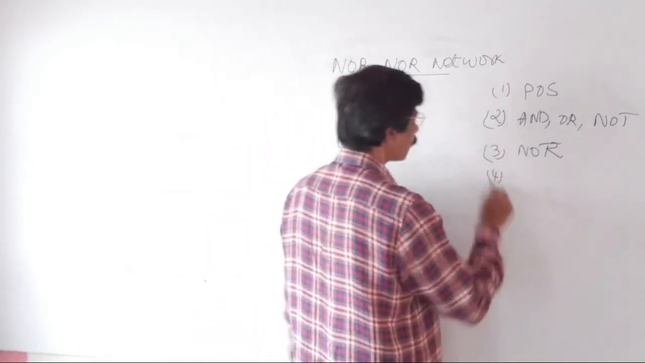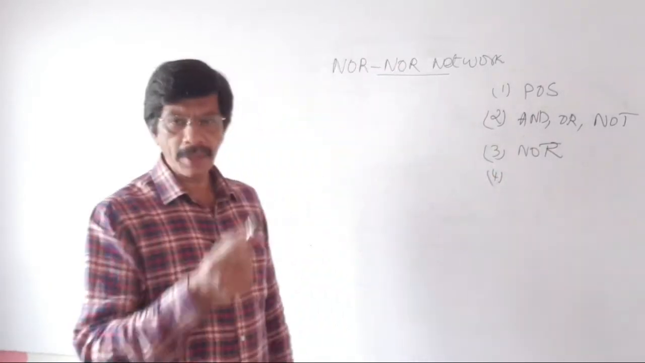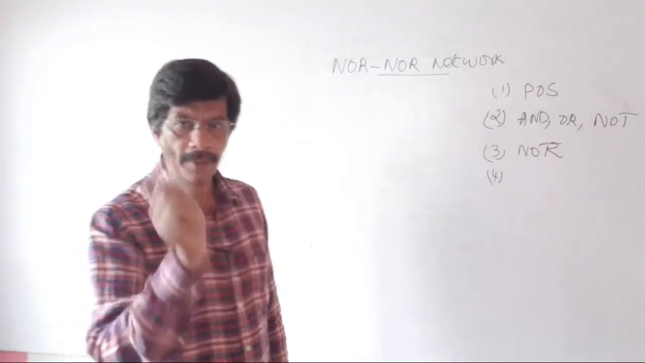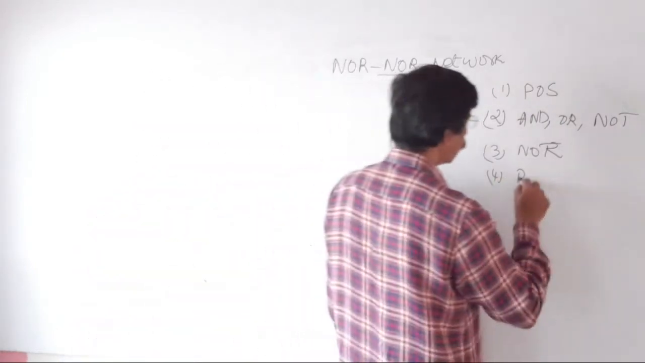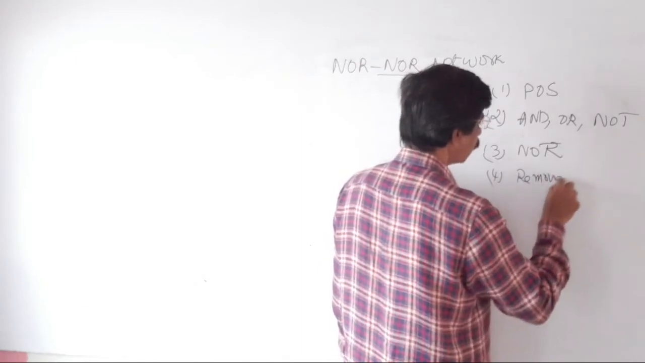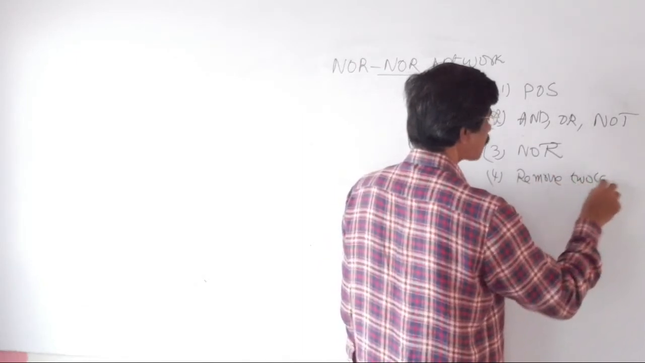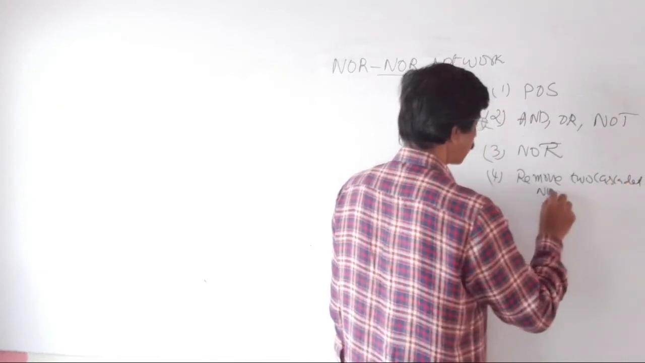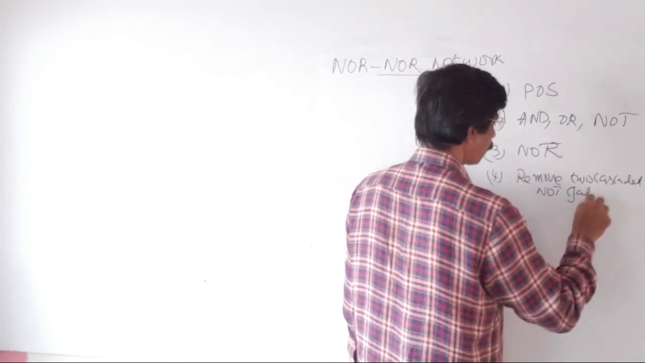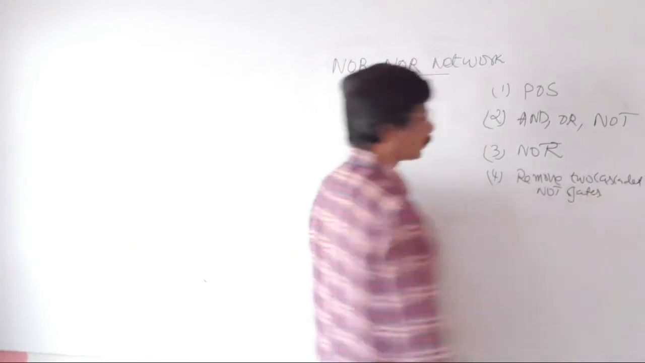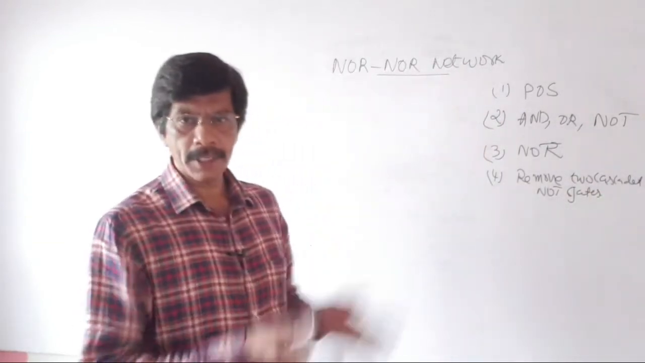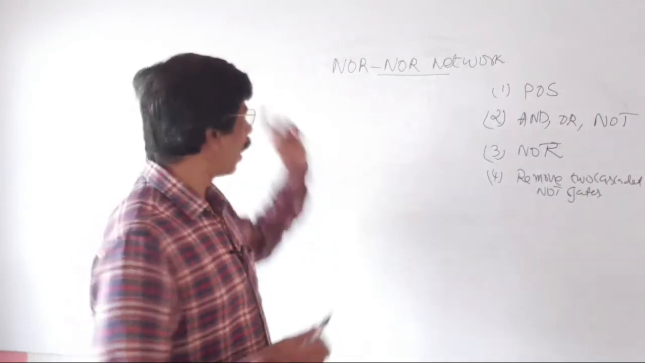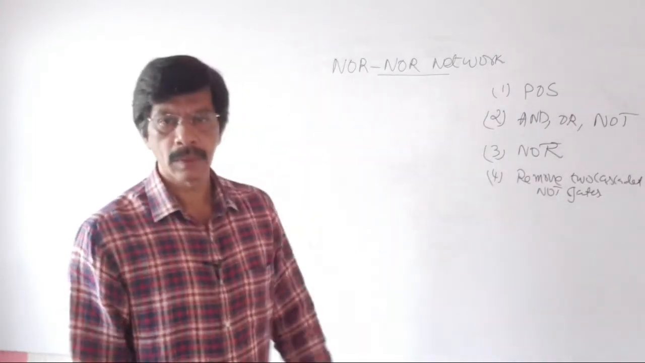Number 4, if two NOT gates are cascaded, they can be eliminated or removed. Remove two cascaded NOT gates. The remaining circuit consists of only NOR gates, which is called a NOR network.